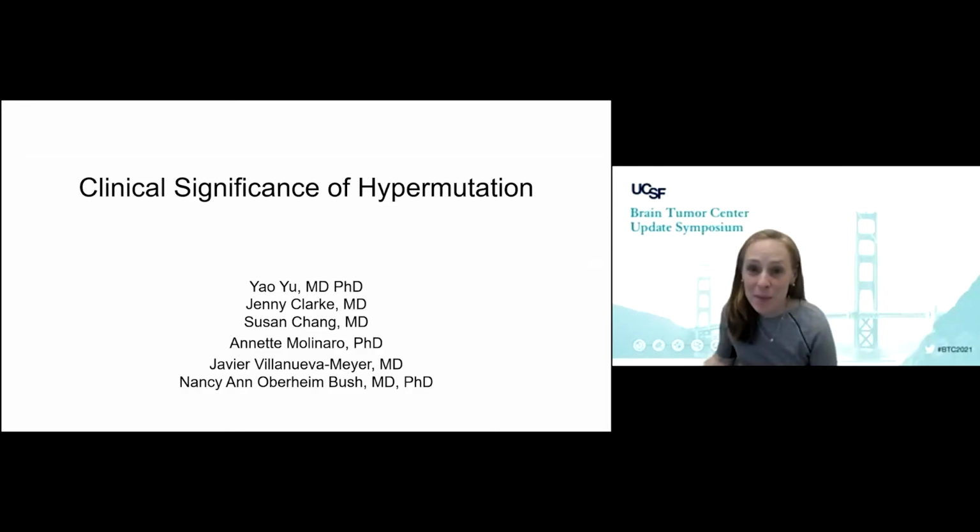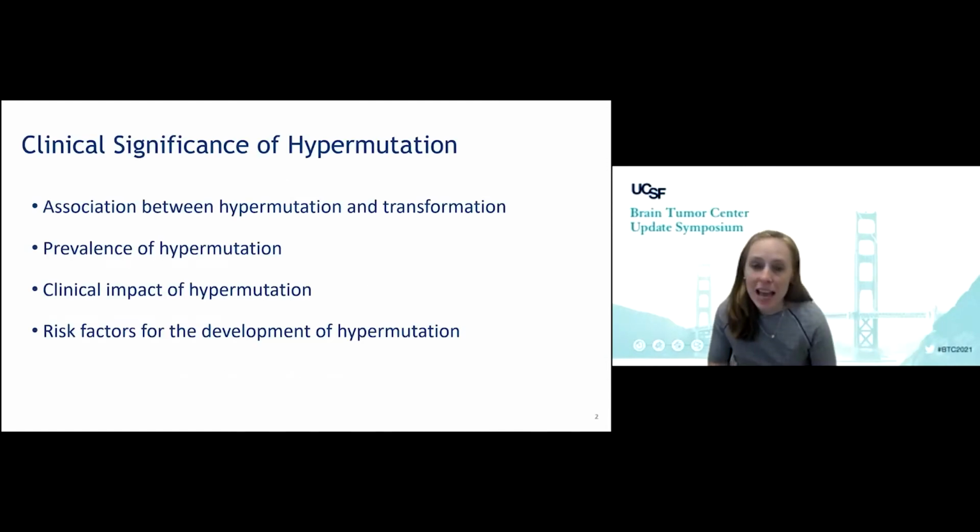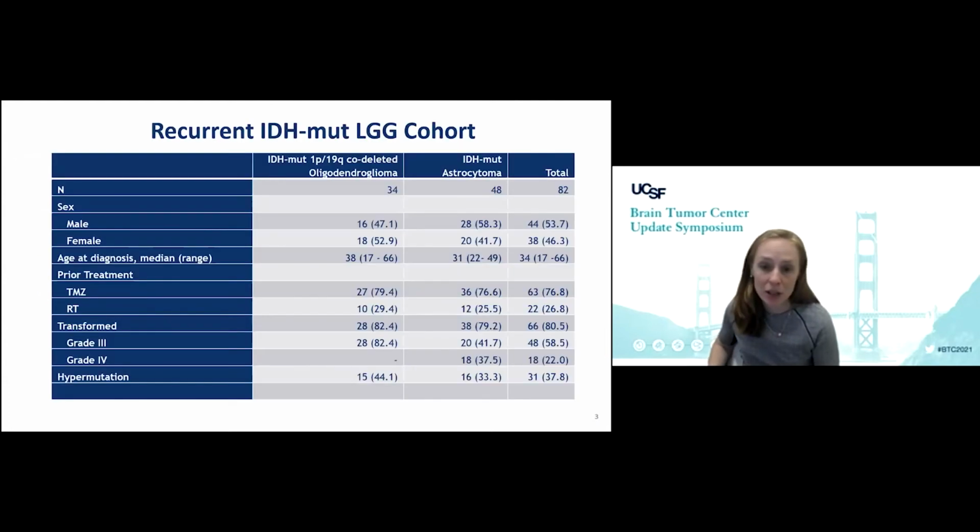So yes, basically we have all of this great data that shows that hypermutation happens, how it happens, and why it happens, but really what does it mean for our patients? And so we set out to ask these questions. Is there an association between hypermutation and transformation of a low-grade tumor to a higher grade? What is the prevalence of hypermutation? What are the clinical impacts? And what are the risk factors to develop hypermutation?